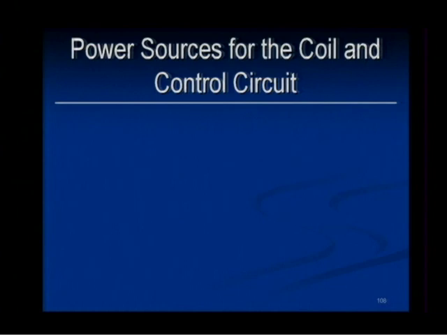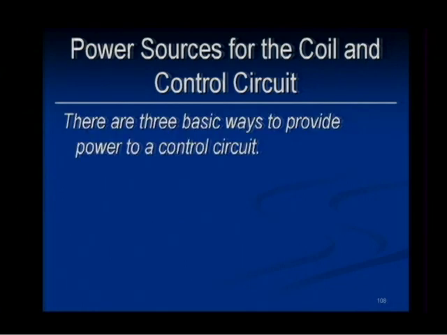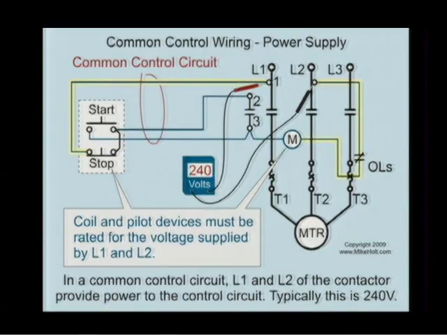Power sources for the coil and the control circuit. There are 3 basic ways to provide power to a control circuit. All right, let's take a look at this. Here's the control circuit. You see the smaller lines, which is exactly what we're looking for. Now we're starting to get into control circuits. Here are our symbols: normally open contacts, overloads shown normally closed. We haven't talked about this, but that's going to be an overload device. That's your motor. Here's your T1, T2, T3, the terminals to your motor. Line 1, 2, 3 coming in.